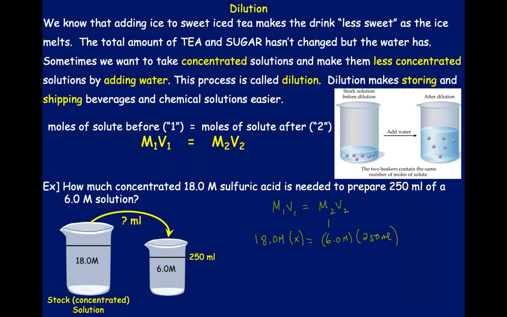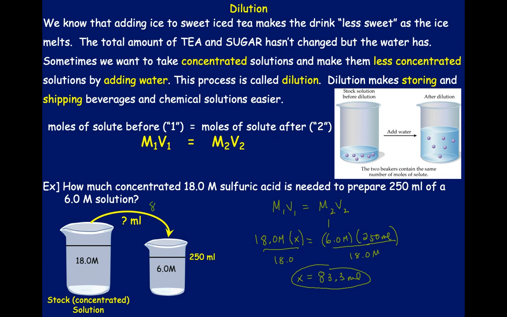So now I would divide this by 18 and divide this by 18. If I use my quick algebra, and you're right, it's all just algebra, that number would be simply 6 times 250, and I would divide that by 18. And I would get 83.3 milliliters. So that's what I would need.